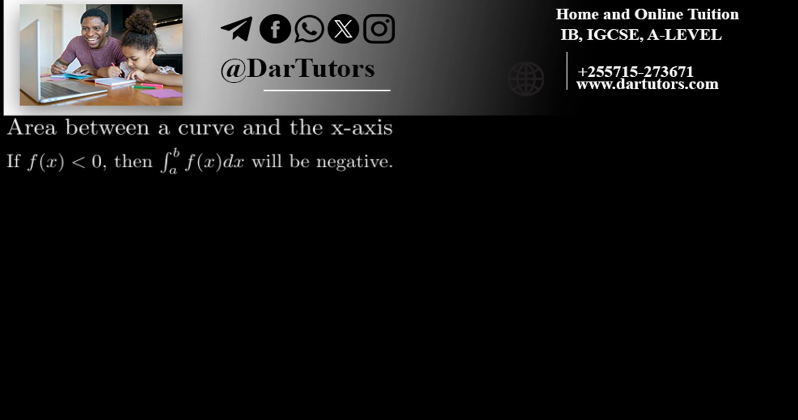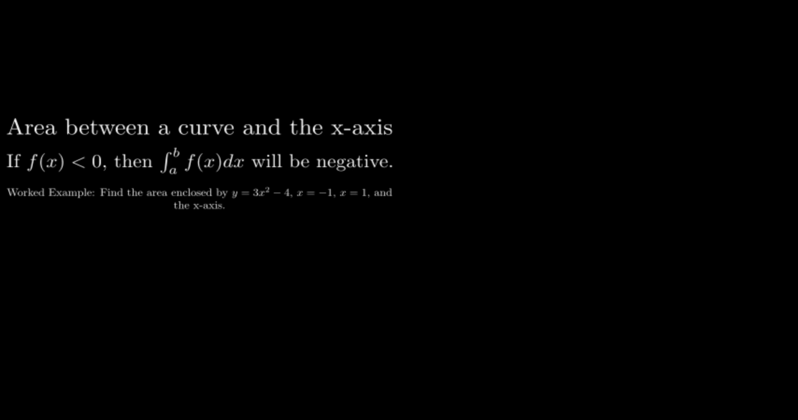This means that if a function is entirely below the x-axis over an interval, its definite integral over that interval will be a negative number. The integral gives us a, quote, signed area. Let's see this with an example. Let's find the area enclosed by the parabola y equals 3x squared minus 4 and the x-axis between x equals minus 1 and x equals 1.